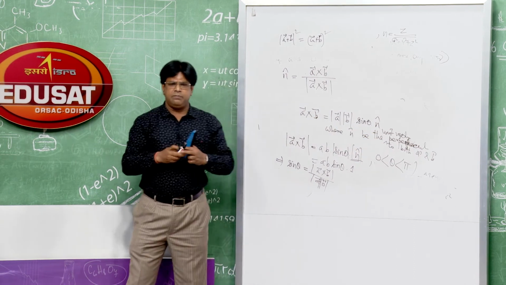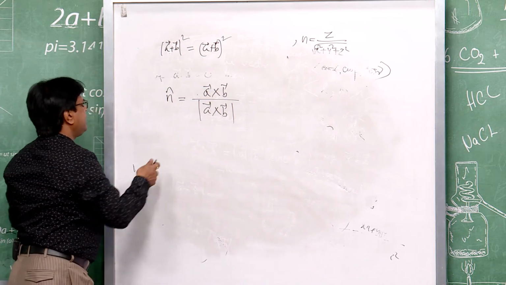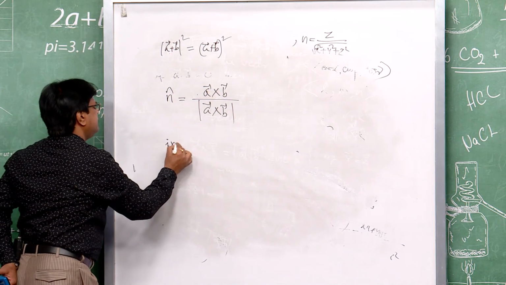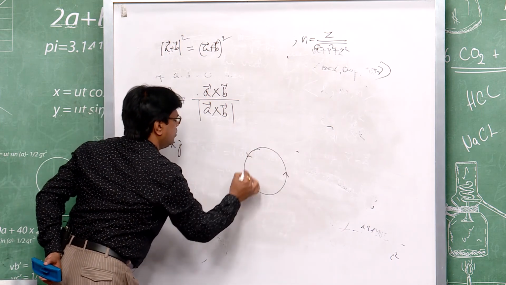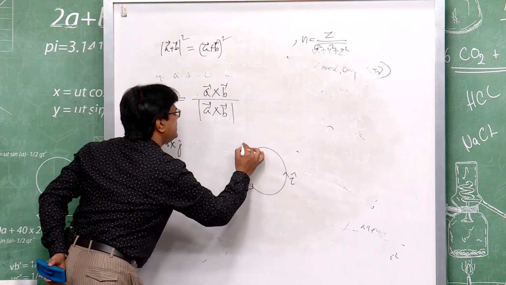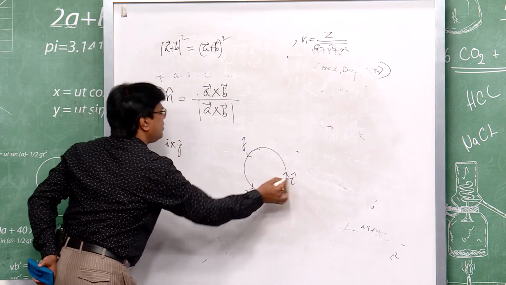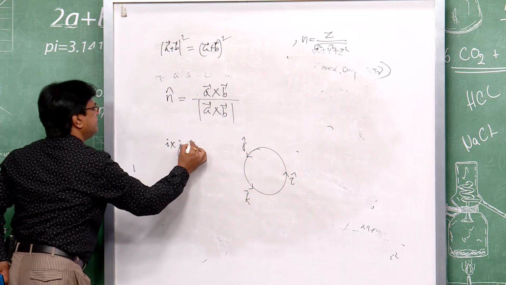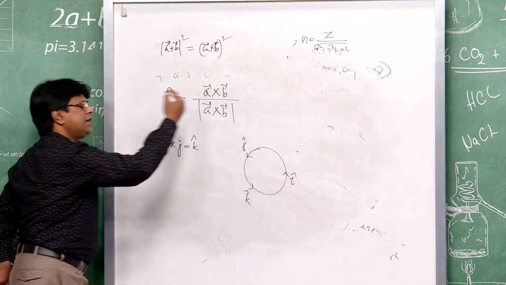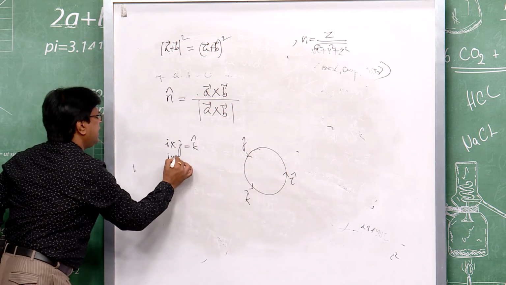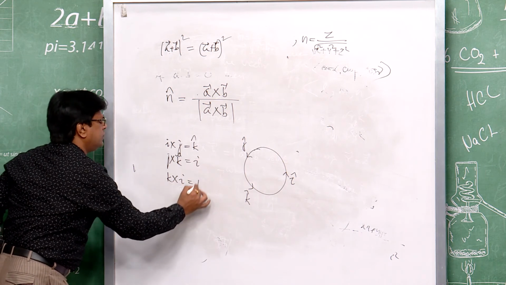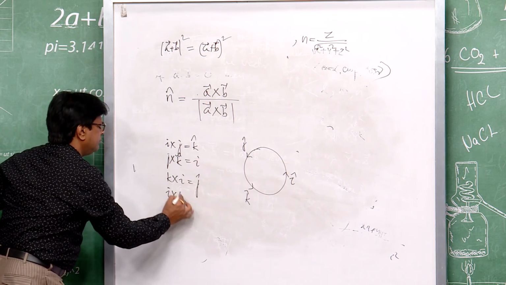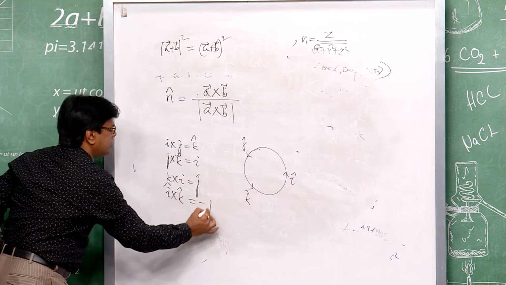Suppose we take i cross j, this follows the right hand thumb rule. This is your i, j, k. So, i cross j is equal to k in this way. This is a cyclic way: j cross k is equal to i, and k cross i is equal to j. But i cross k is equal to minus j.